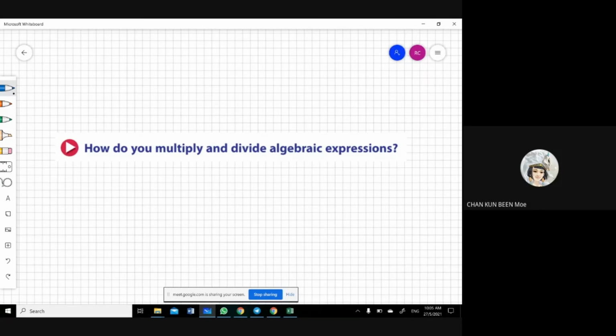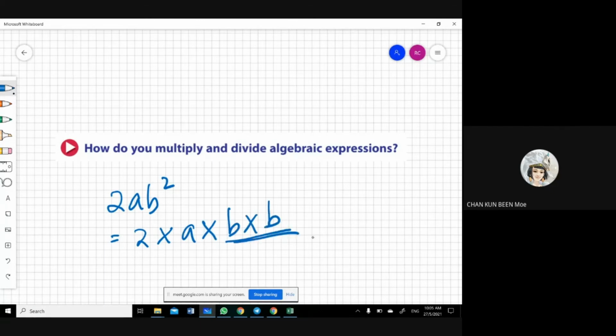So to continue the multiplication and divide of algebraic expression, if it is one term, then you gather all the same variable and then you multiply the number with the number and the variable with the variable. For example, if I have 2ab squared, how do I write? You just need to split them. Write down in the form of repeated multiplication. That will be 2 times a times b times b. You learned this just now, right? The b squared is b times b. You just need to write down this way. And then we solve it.